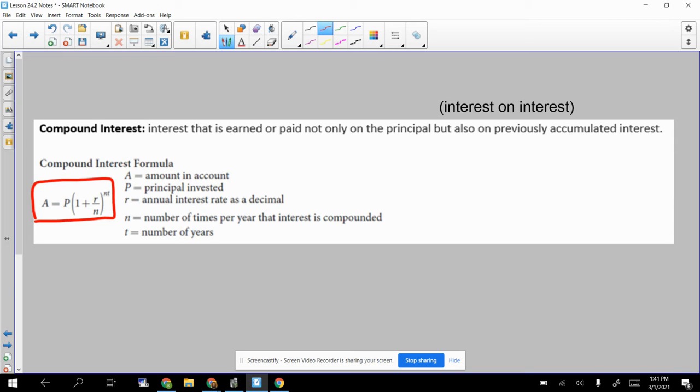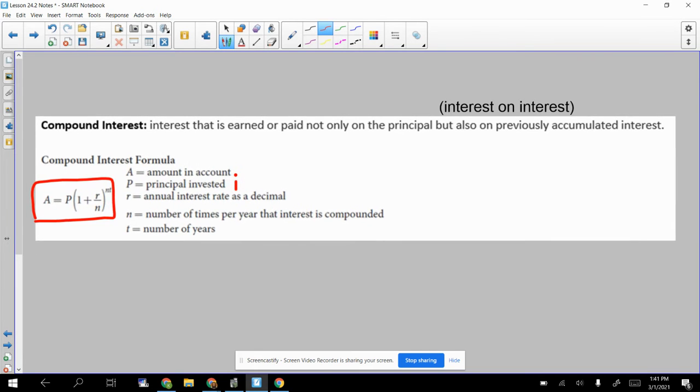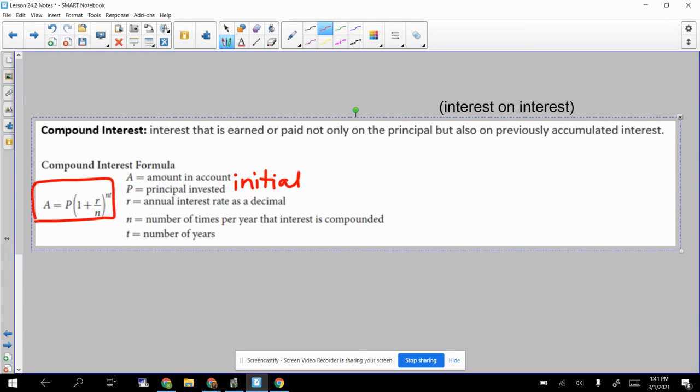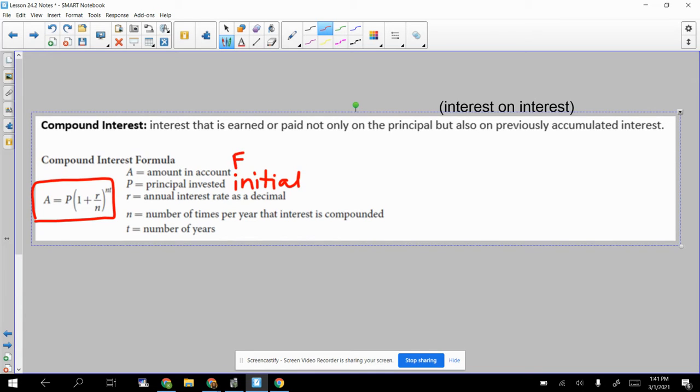Like I said, A equals P times 1 plus r over n to the nt. So in this case, A represents the amount in the account. P represents the principal invested, or the initial amount, is usually what I like to call it. So P is the initial, A is the final amount in the account. And then you have r, which is the annual interest rate as a decimal. So r is for rate, makes sense.